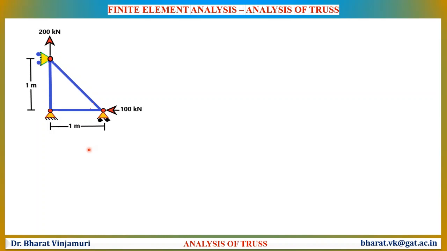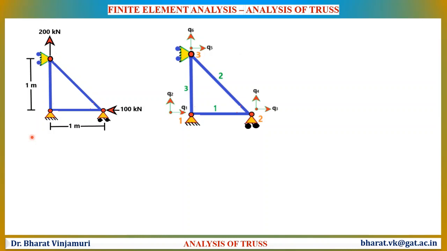The first and foremost step in performing the analysis is to convert the given FE model into the corresponding nodes and elements. This structure has got 3 elements and 3 nodes. The entire structure has got 6 degrees of freedom.